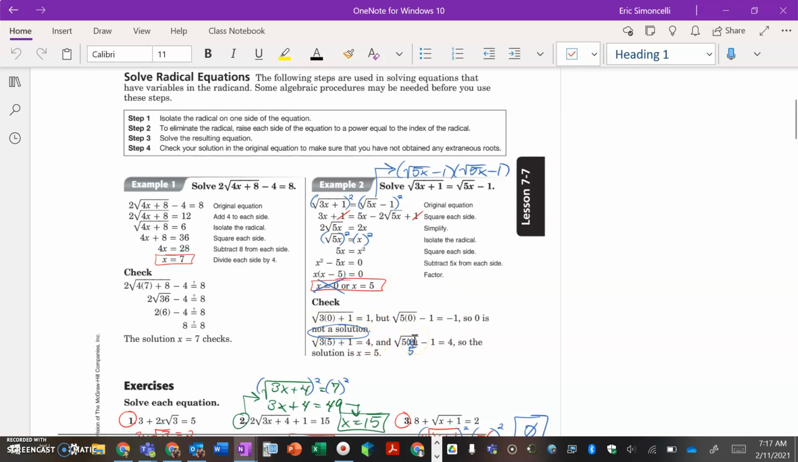You should be able to graph this as well. If you graph this as y1 and this as y2, you'll find that it doesn't work. The only solution ends up being simply 5.